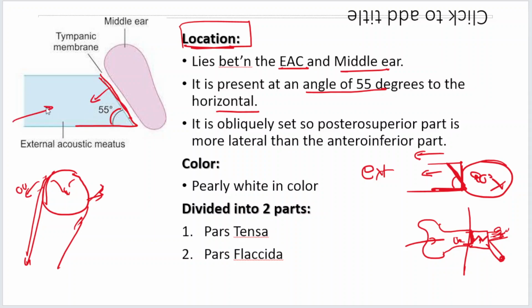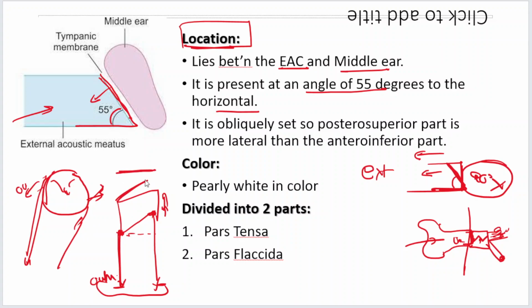Okay. So when you try to reach the tympanic membrane through the external auditory canal, suppose this is the external auditory canal, this is the posterior-superior part, this is the anterior-inferior part. Behind it will be the middle ear. This anterior-inferior part is more medial, farther from the external auditory canal opening than the posterior-superior part, which is nearer to the external world. The anterior-inferior part is more away from the external world by a few millimeters, of course. But the point is that it is not present at 90 degrees.